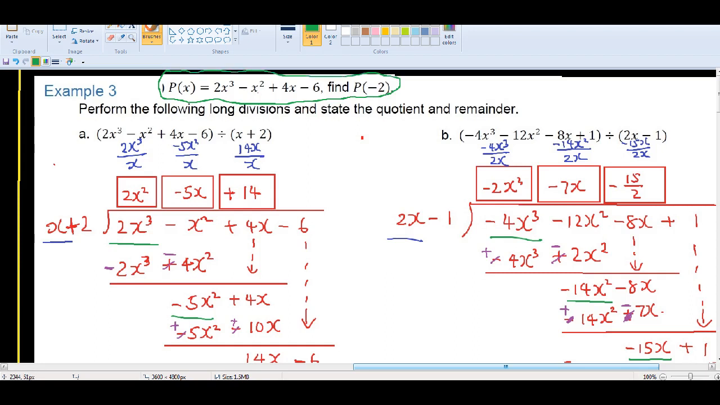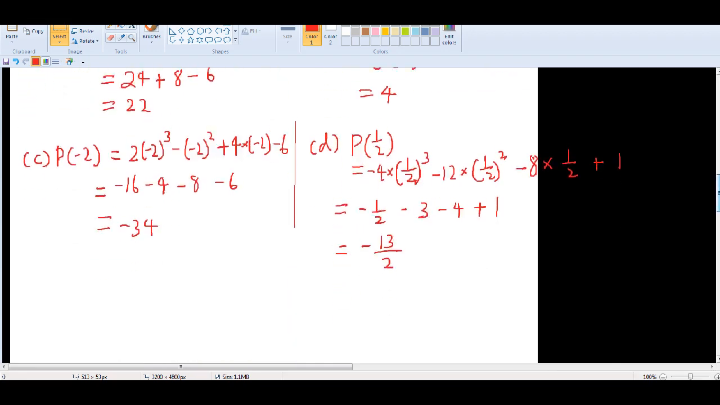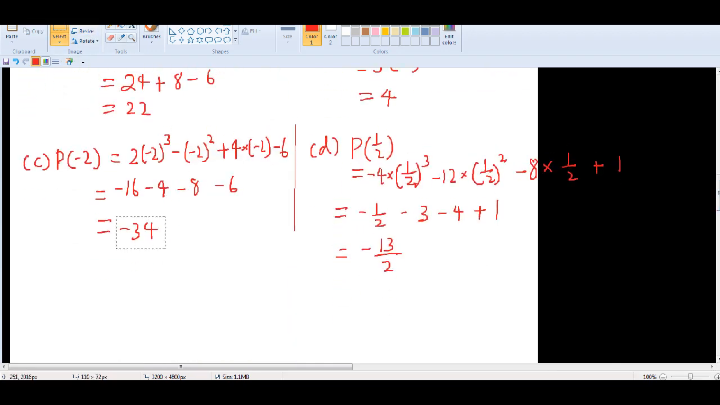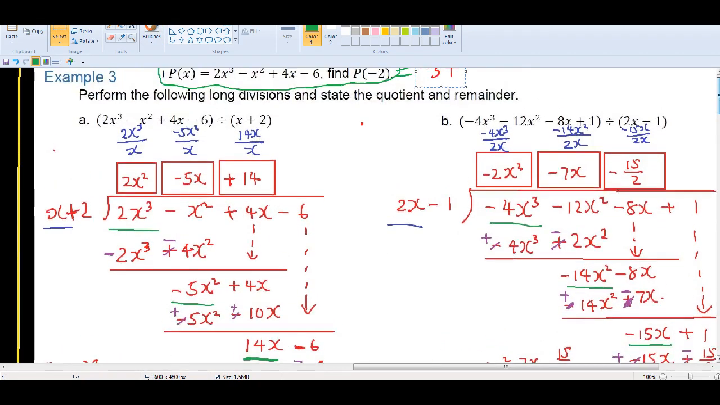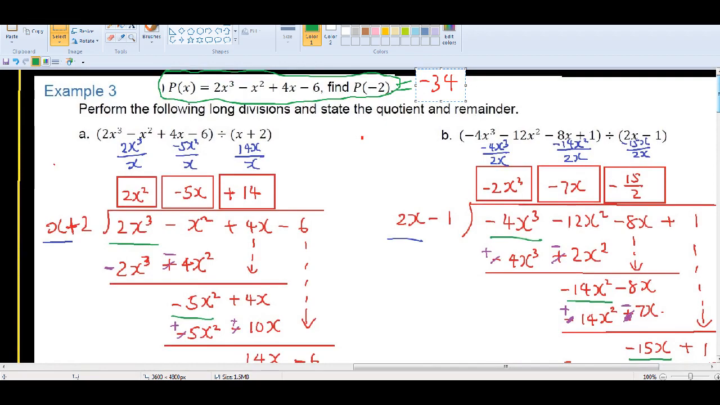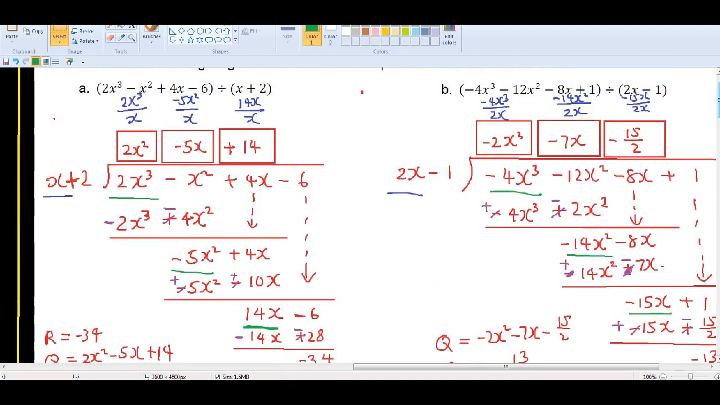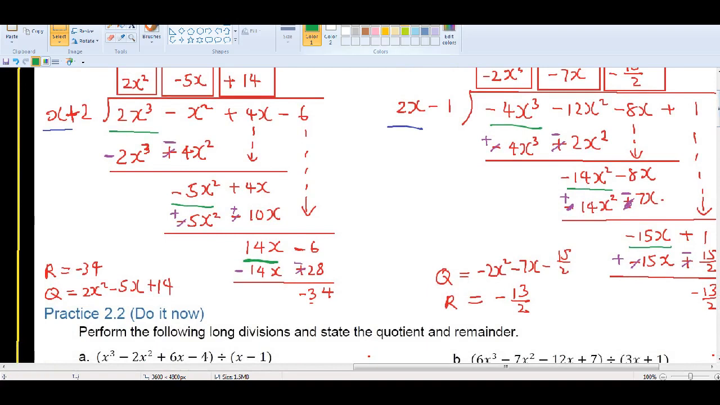The polynomial is the same as that 3a. Okay, and then we are going to find p minus 2. The value of that p minus 2 is minus 34. Do you know where that minus 34 is in the last notes? You see that's minus 34 just here. Can you see that? Just the remainder outside.